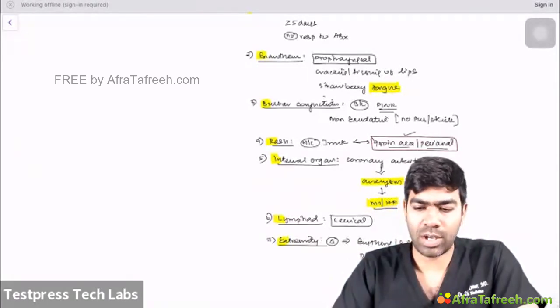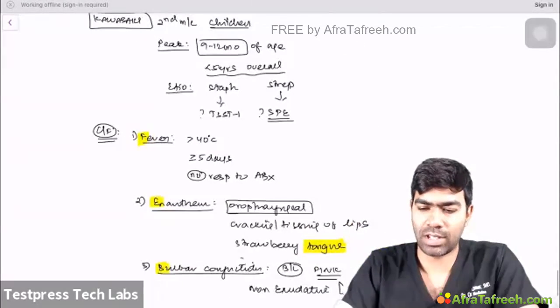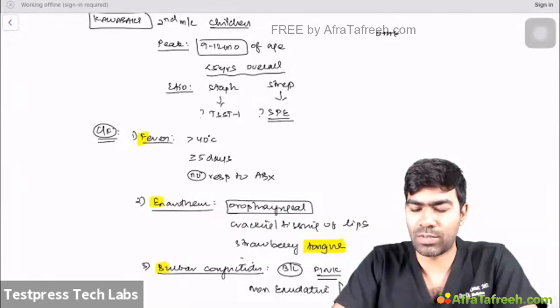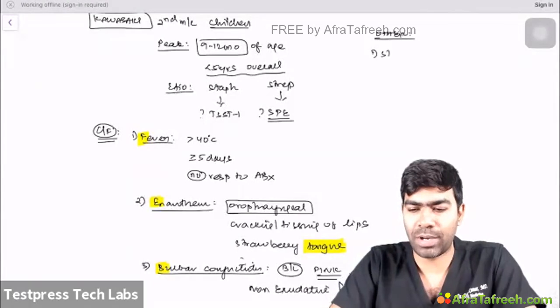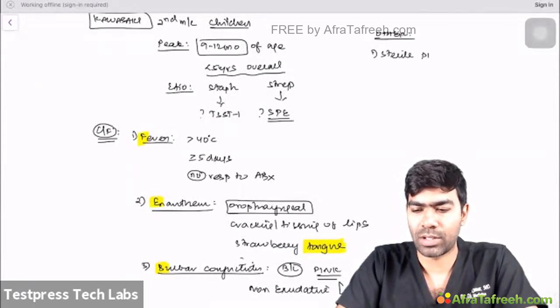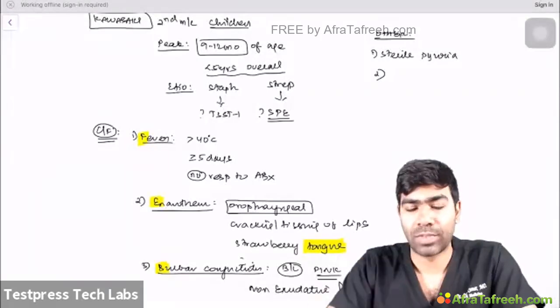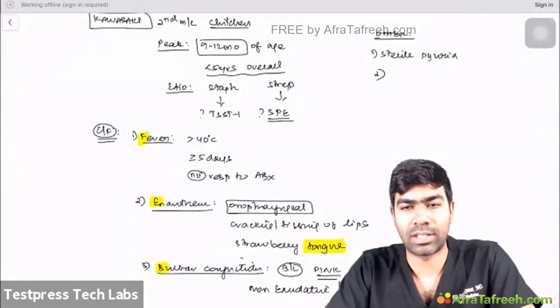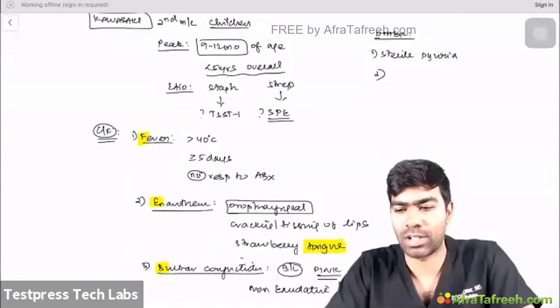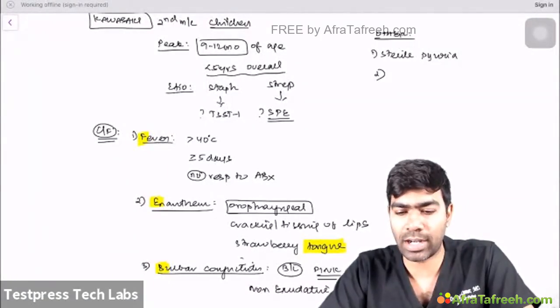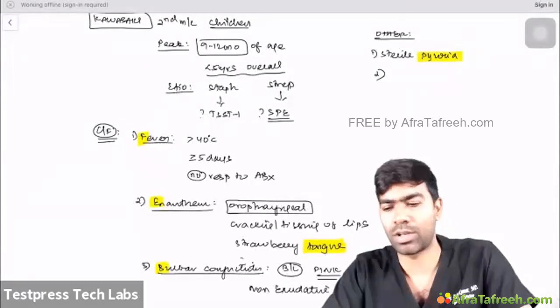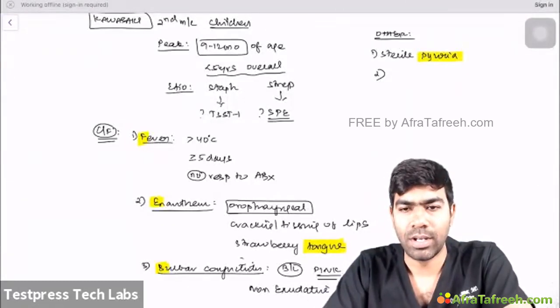But not only this, you have multiple other features of Kawasaki, apart from the ones which I've told you. Like for example, you can have a sterile pyuria. Sterile pyuria. And this can be a problem in the setting of Kawasaki disease. And more importantly, you might be diagnosing this as a urinary tract infection, and you'll be treating with more and more antibiotics because you're seeing pus cells in the urine.